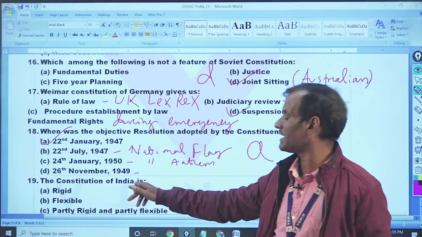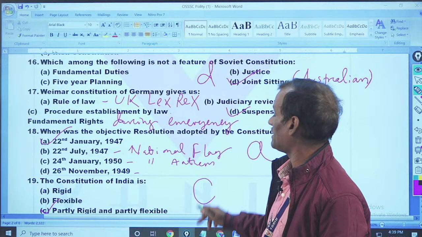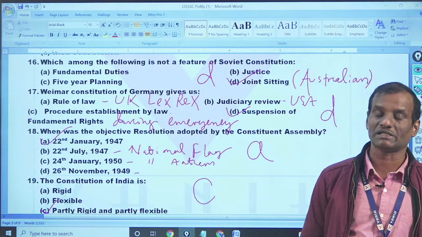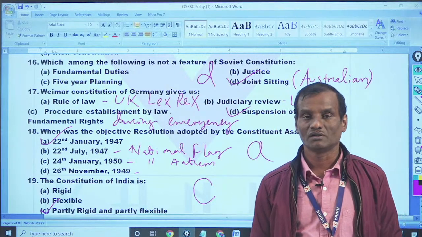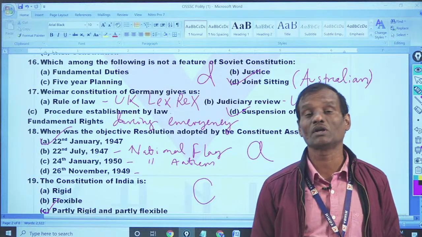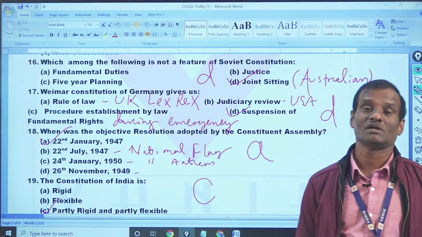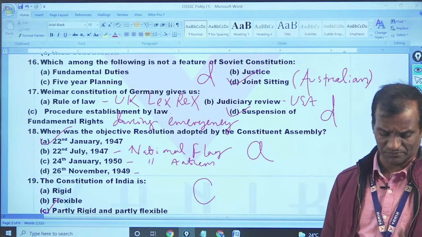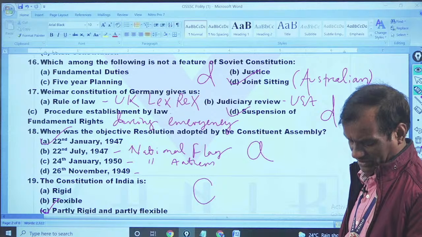The Constitution of India is neither rigid nor flexible, it is partly rigid and partly flexible, because the Constitution can be amended by simple majority, which is called a flexible Constitution, and when it is amended by special majority it is called a rigid Constitution. Our Constitution is not fully flexible like the UK Constitution, nor fully rigid like the American Constitution. It is a blending, a combination of rigidity and flexibility. So 19 is C. Yes, you are right.